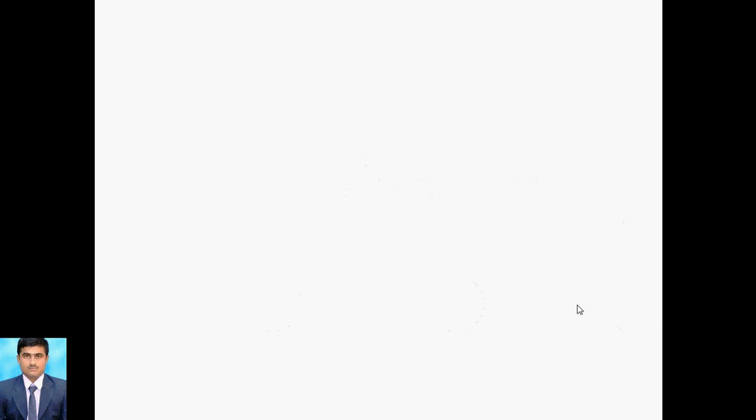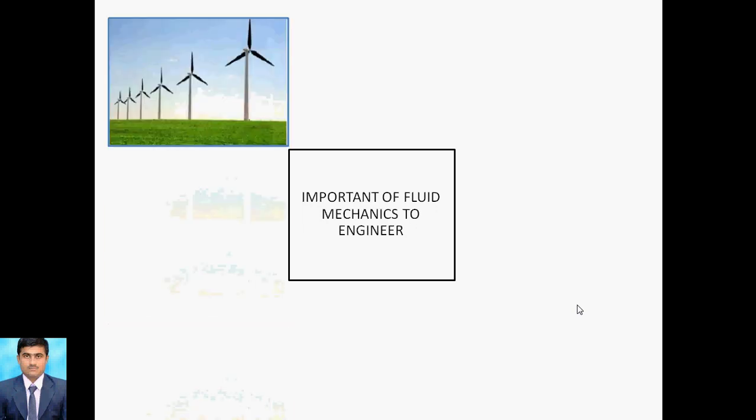Now the next point is the applications of fluid mechanics. Why do we study fluid mechanics? Let us clarify that. The first application of fluid mechanics is the wind turbine. While designing a wind turbine, we consider different air forces, and then we can decide the shape of the wings.